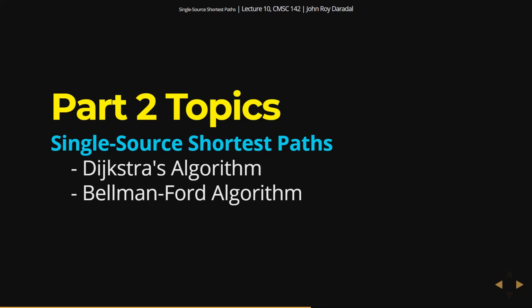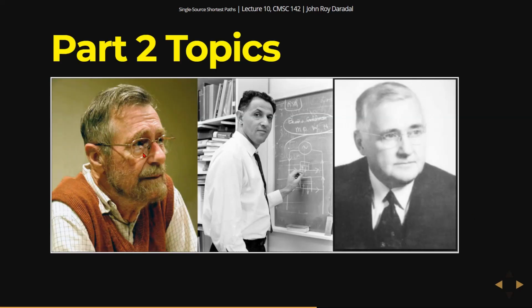Okay, so we are now in part 2 of our single source shortest paths lecture, and in part 2 we will be discussing two SSSP algorithms, which are Dijkstra's algorithm and Bellman-Ford algorithm. So this one is Dijkstra, this one is Bellman, and then this one is Ford.